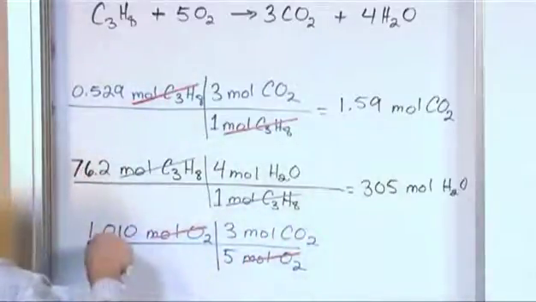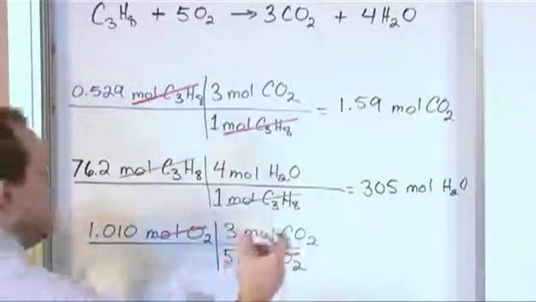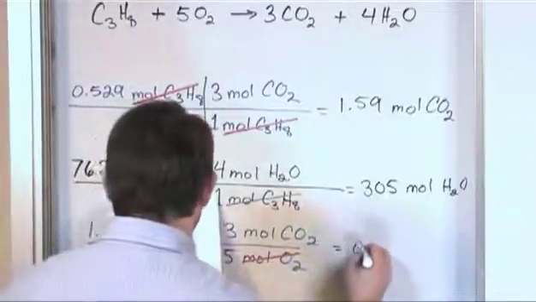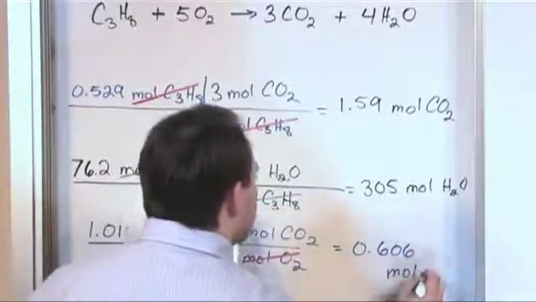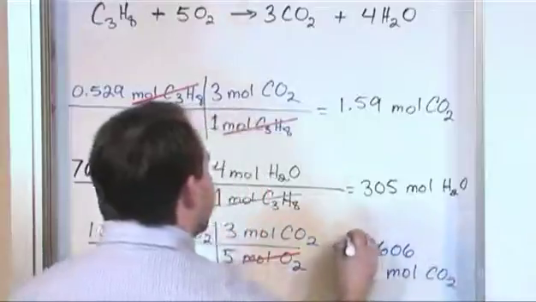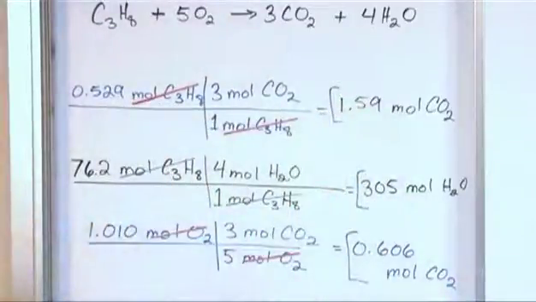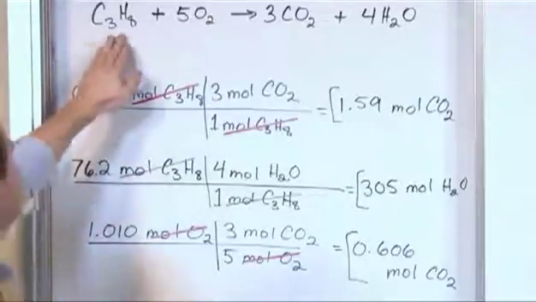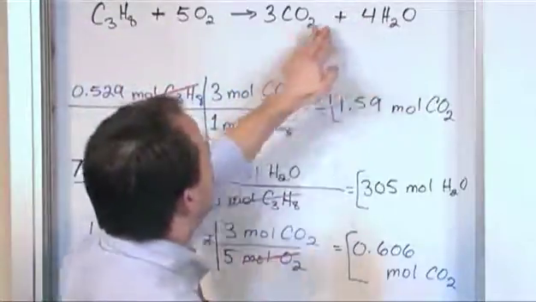So in your calculator, 1.010 times 3 divided by 5, you should get 0.606 moles of CO2. Let me just circle these here. I'm trying to show you a pattern. I'm using exactly the same reaction. In the first two cases, we were given an initial quantity of this and asked to calculate individually how much of these things are produced.